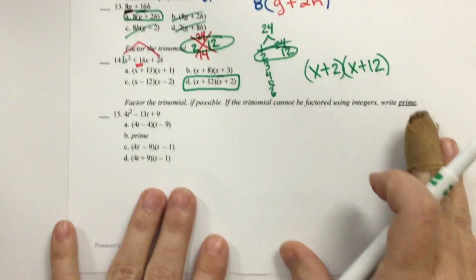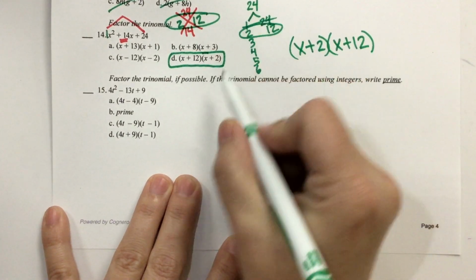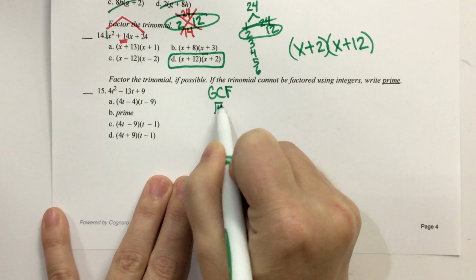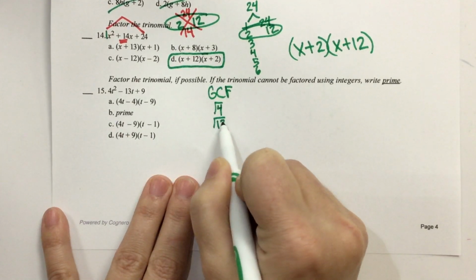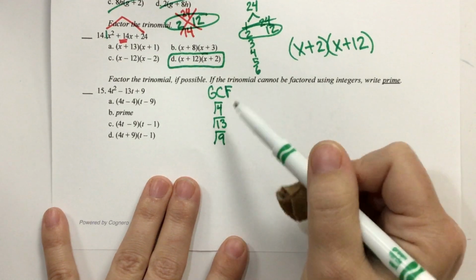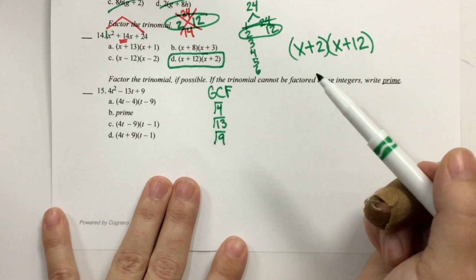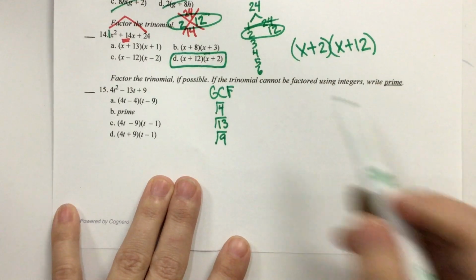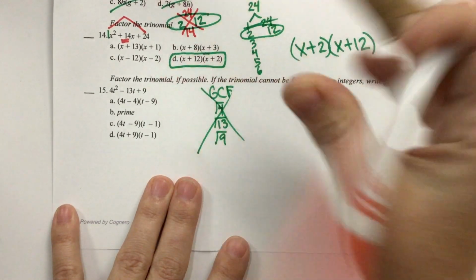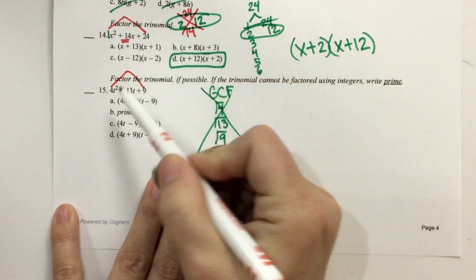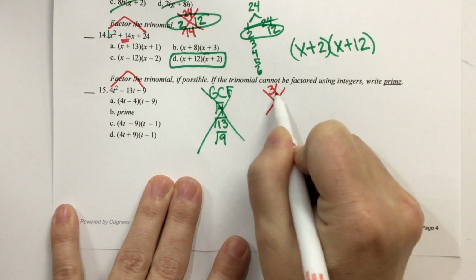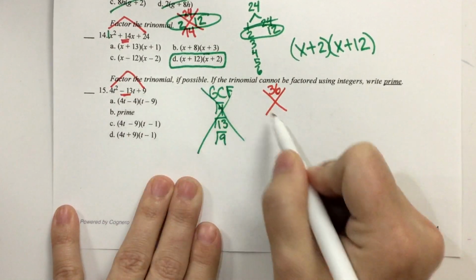Okay, number 15. So first I look for a GCF. If there's anything that can divide into 4, divide into 13, and also divide into 9. And there's nothing besides a 1 that can go into all those numbers. Okay, so now that I spot that there's 3 terms, 1, 2, 3, I'm going to do my A times C rooftop here. So A times C, 4 times 9 is 36. And I want the numbers to add to make negative 13.